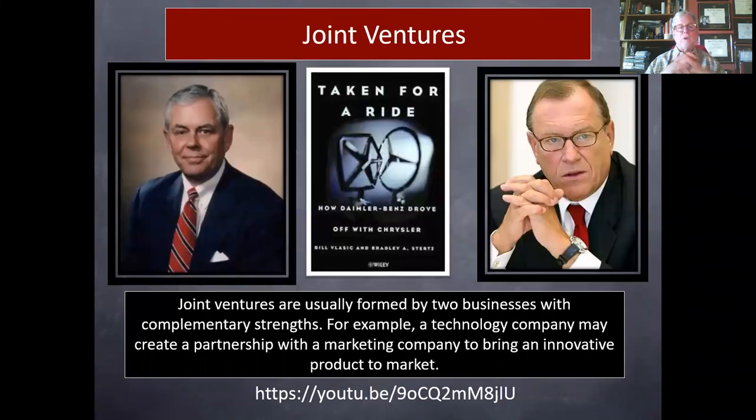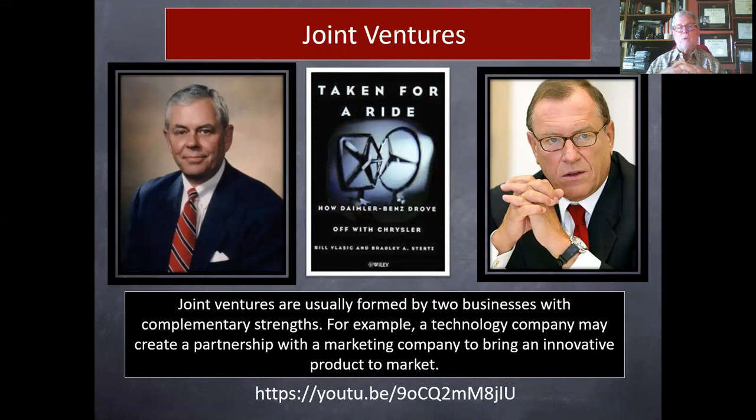Here's one of the worst joint ventures of all time. And this had to do with the merger of Daimler-Benz Mercedes with Chrysler. And here we have our two players. This is Robert Eaton, who had been with General Motors most of his life, kind of went up through the ranks. And then Jürgen Schrempp, the CEO and president of Daimler-Benz. What is a joint venture? Well, they are usually formed by two businesses with complementary strengths. For example, a technology company may create a partnership with a marketing company, just as I said in the previous slide. However, this one fell apart.